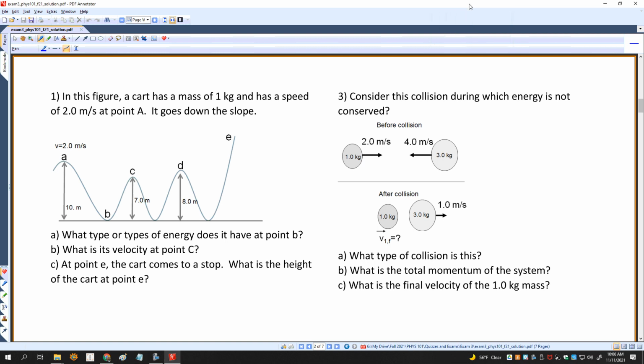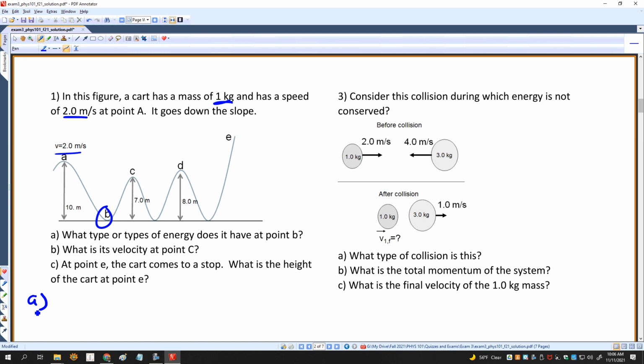Okay, so exam 3 for fall 21. First thing I want to know on this cart, it has a mass of 1 kilogram. It has a speed of 2 meters per second at point A, and it goes down this slope and goes through this little roller coaster. I want to know what types of energy does it have at point B.